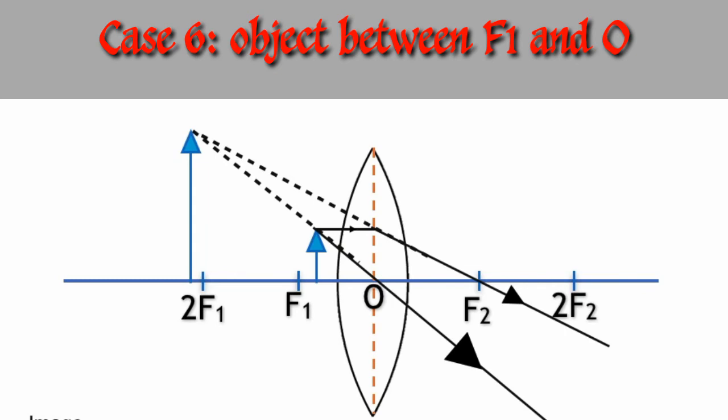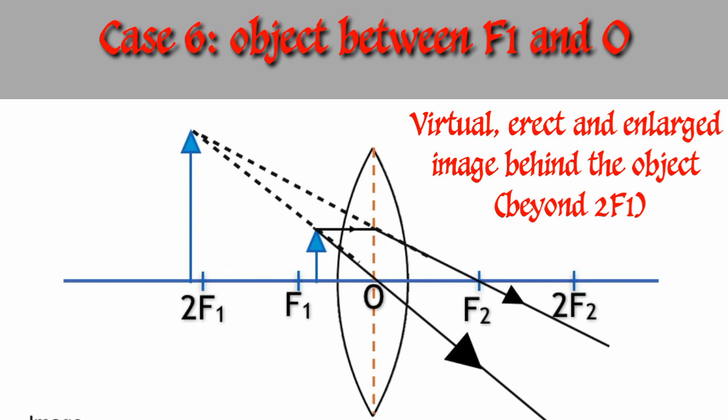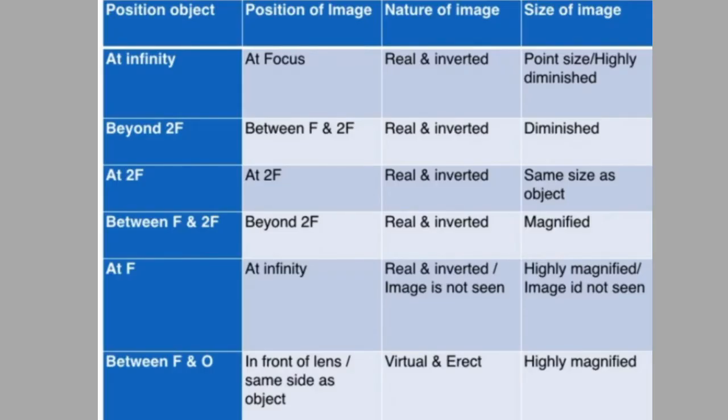So when the object is placed between f1 and O, the convex lens provides a virtual, erect and enlarged image beyond the object, or behind the object. Only this is the case where the convex lens provides a virtual and enlarged image, when we place the object between optic center and f1.